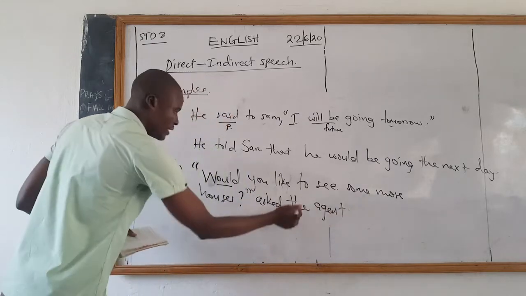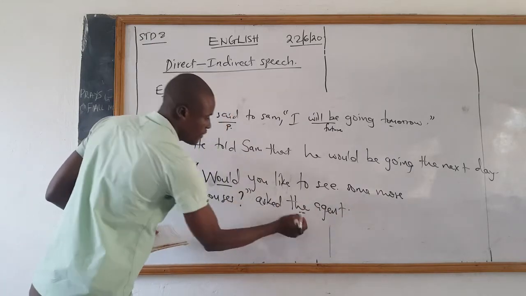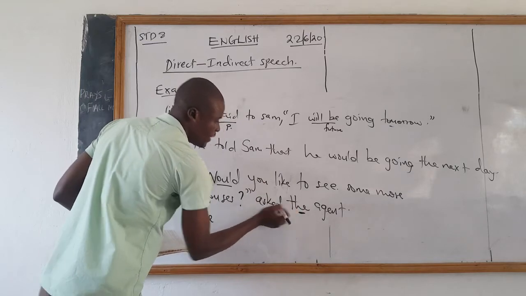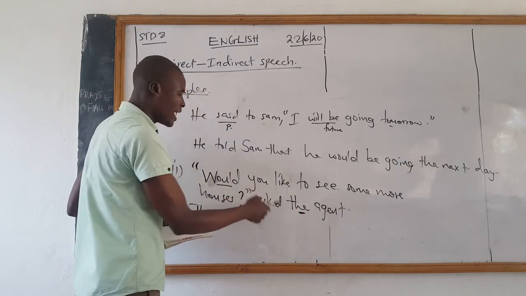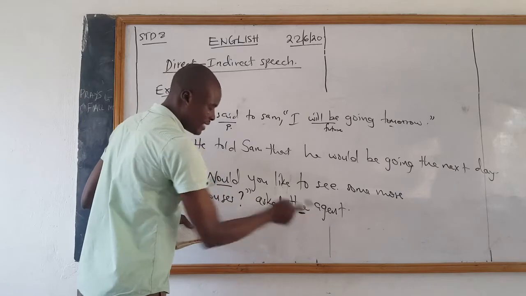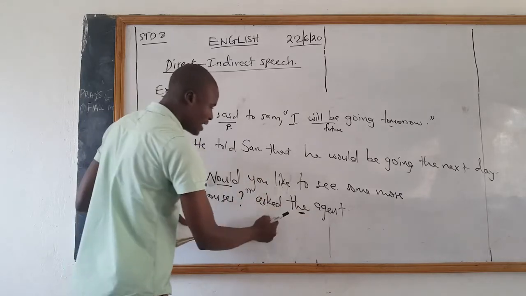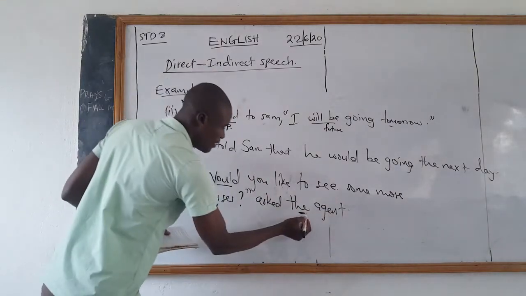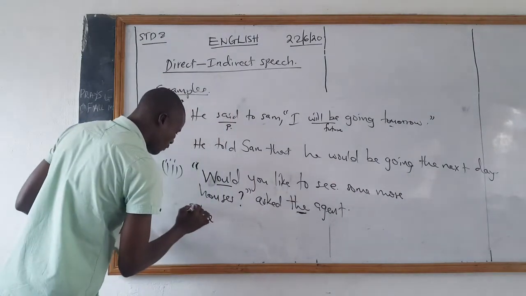Asked the agent. So, learner, and another thing that I didn't mention, maintain the article. The article here is "the". You may use "asked an agent". Maintain that in the reporting process. So "asked an agent", here we are talking of them. So we talk of them here.